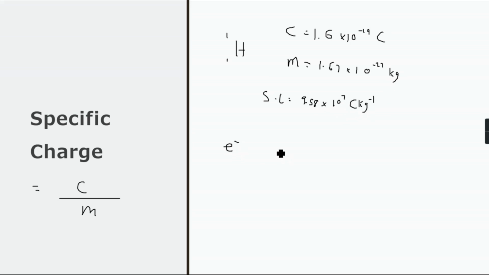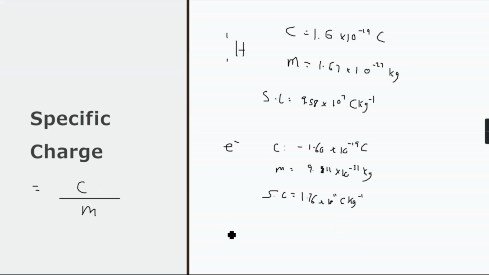How about an electron? Remember, electrons have a negative charge, negative 1.6 times 10 to the negative 19 coulombs, and a mass of 9.11 times 10 to the negative 31 kg. So its specific charge is 1.76 times 10 to the 11 coulombs per kg. Electrons actually have the largest specific charge of any particle, and that's because they have a really small mass, so the overall fraction becomes really, really large.